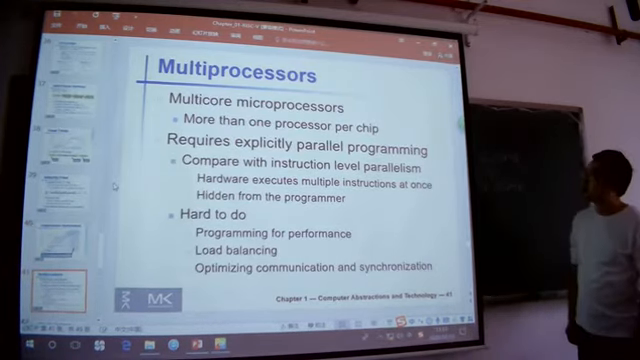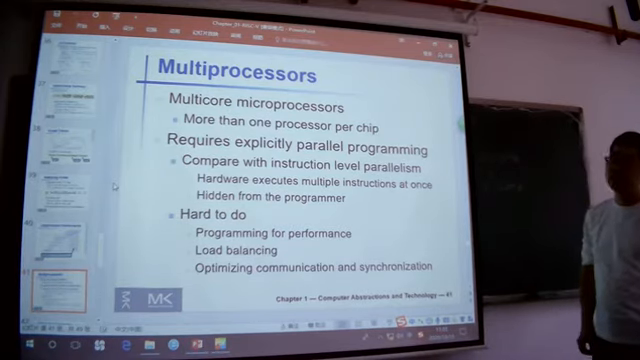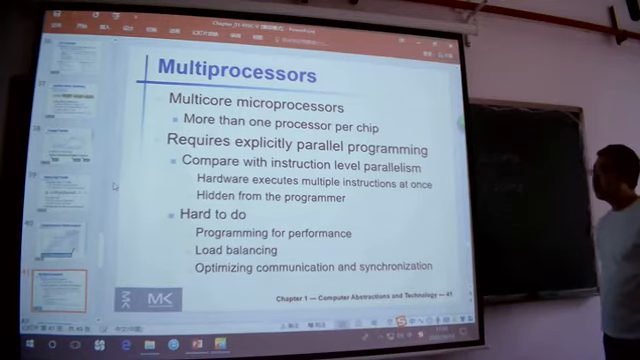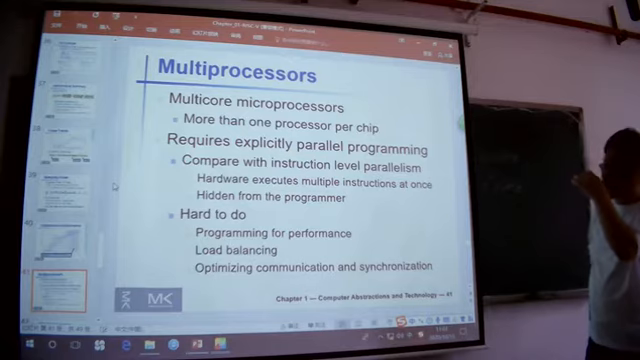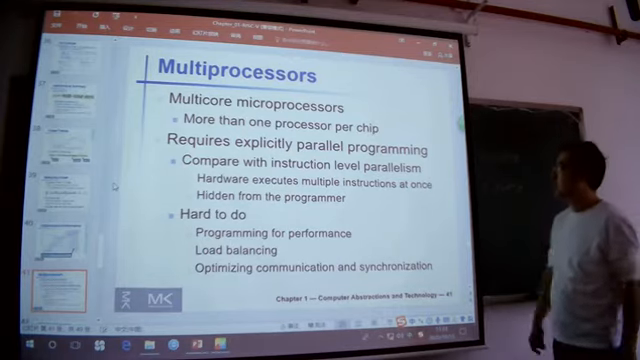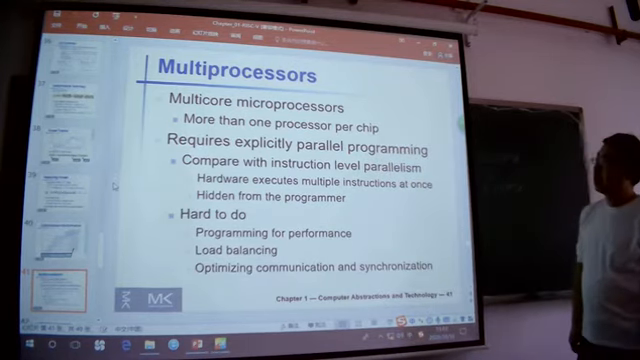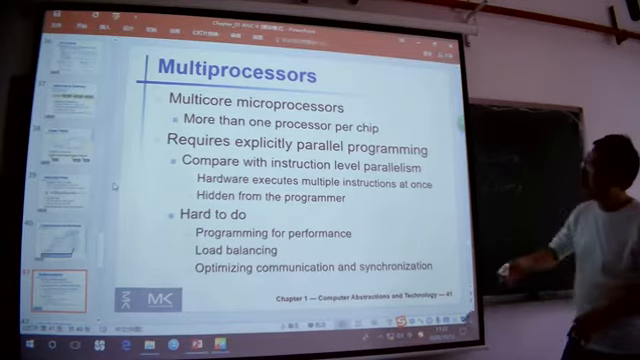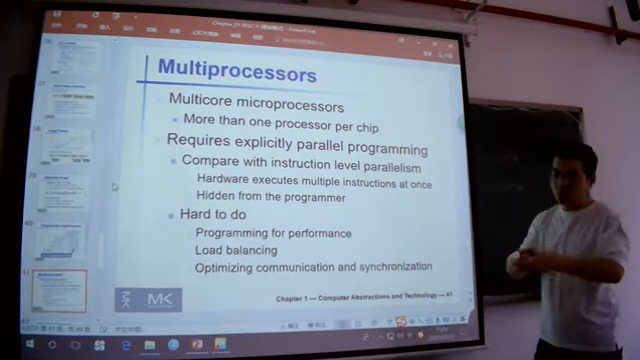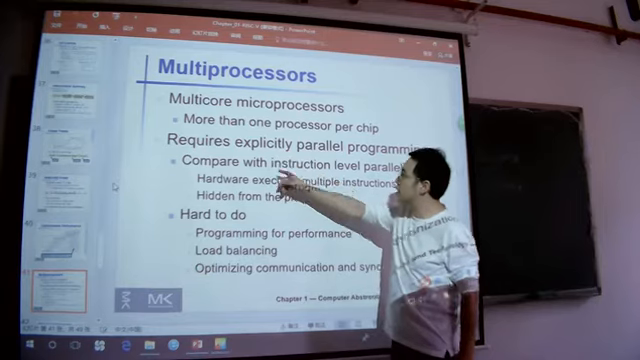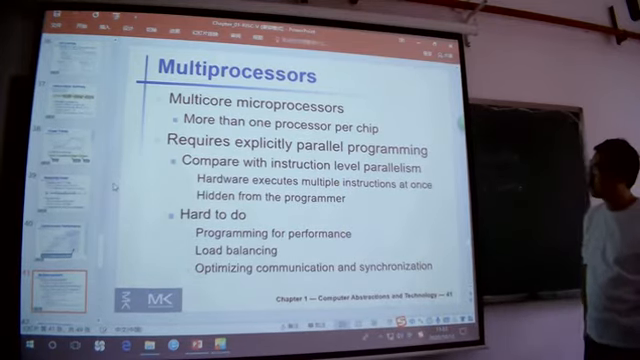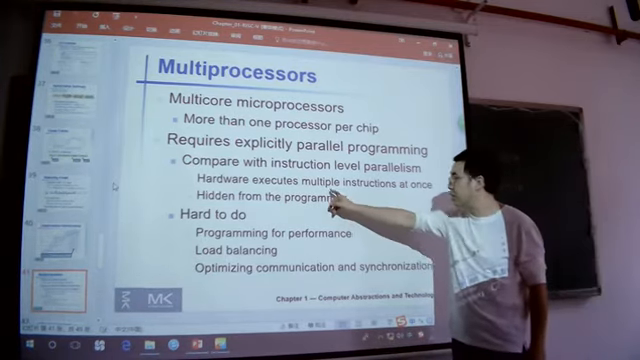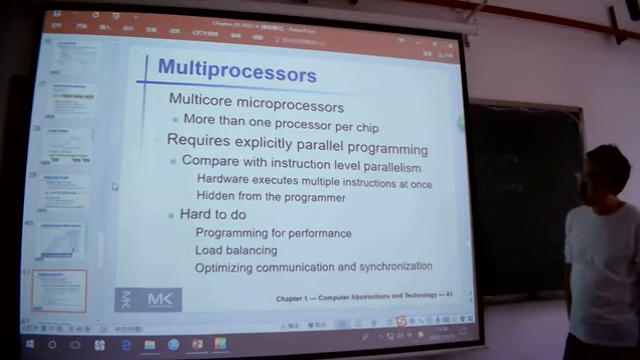Multiprocessor is the current processor. Microprocessor is very important in our current computer. More than one processor per chip is the useful method. In the former CPU, the processor has one core. But in the current CPU, we can find the processor has 2 or 4 cores. So more than one processor per chip. It requires an explicitly parallel program. Compared with instruction level parallelism, the hardware executes multiple instructions at once, hidden from the programmer.